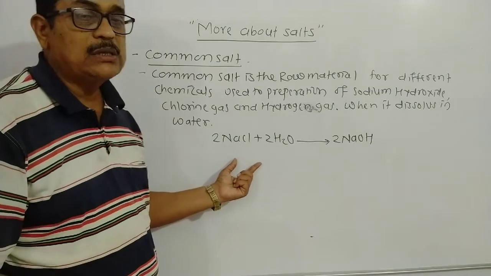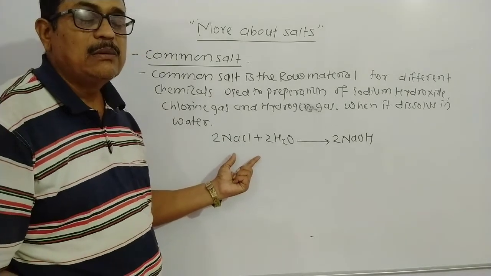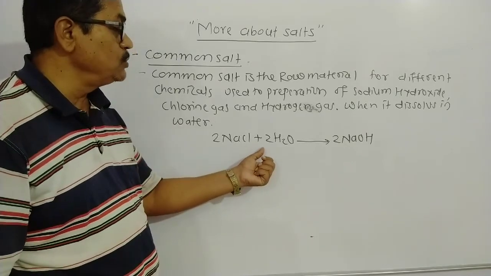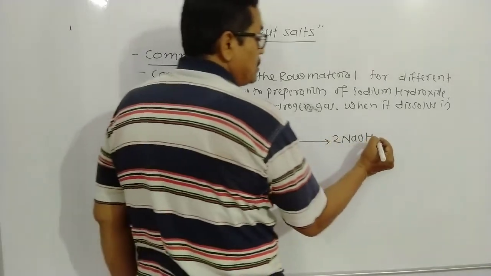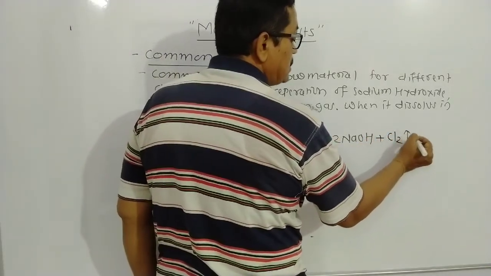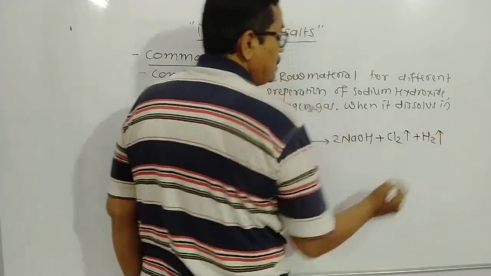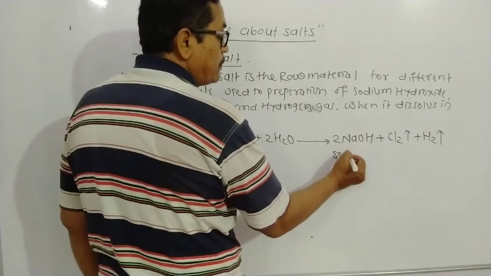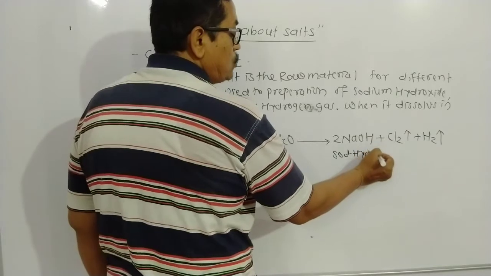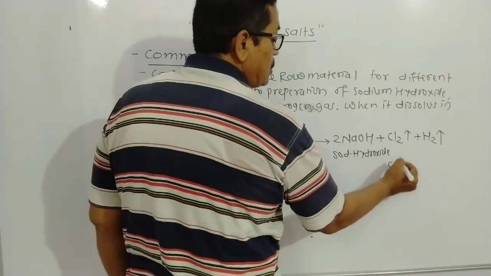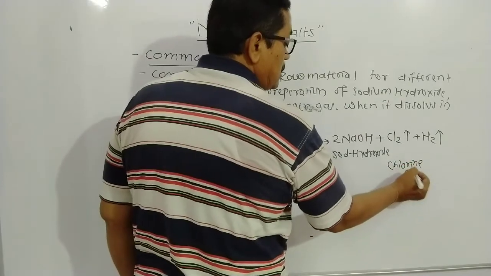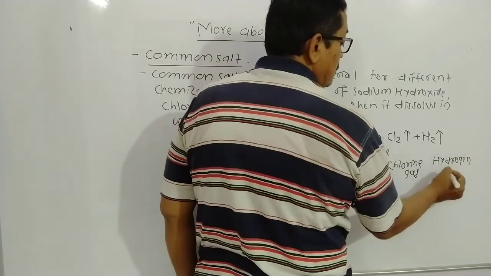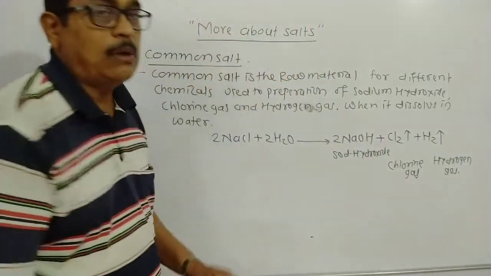Dear student, understand the equation carefully, because the analysis of the equation is most important here. 2NaCl plus 2H2O forms 2NaOH plus Cl2 gas plus H2 gas; these are the products in this chemical reaction. NaOH is sodium hydroxide, Cl2 means chlorine gas, and H2 means hydrogen gas. In this way, that is the common salt.